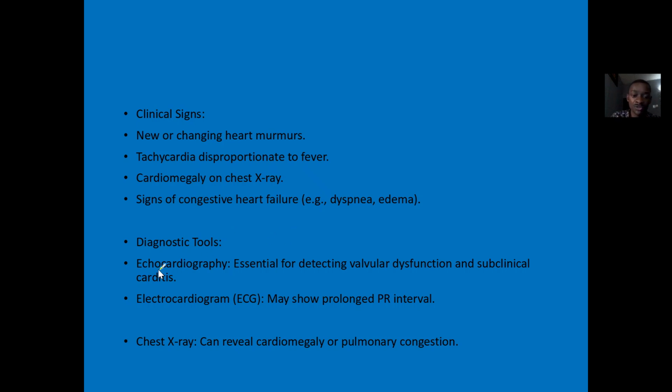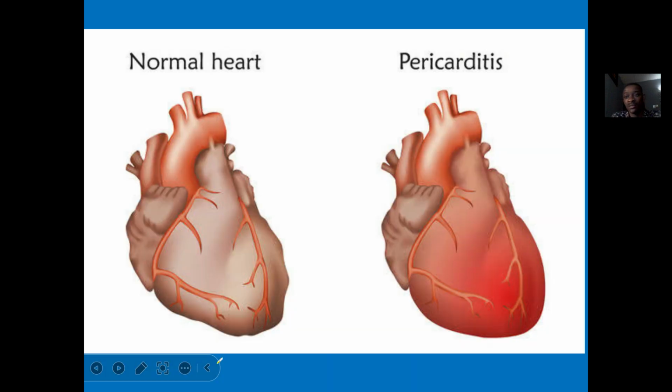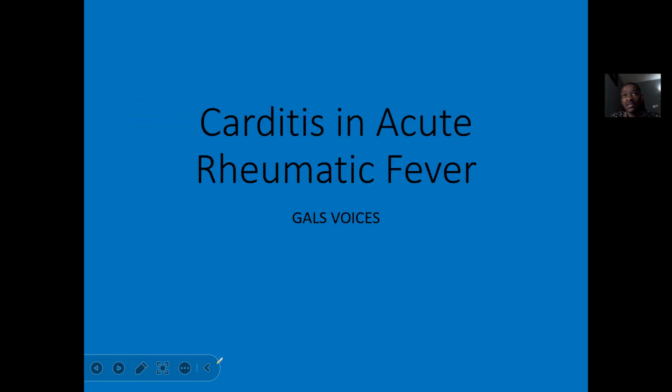So what is the diagnostic tool? Echocardiography, just to pinpoint all those irregularities in the heart. Electrocardiogram too. Chest X-rays to see the anatomical disruptions in the heart. Okay, so that's what we got, and that's the link between carditis and acute rheumatic fever.